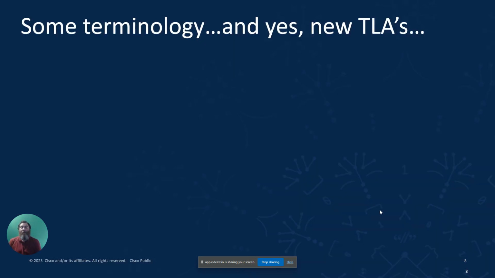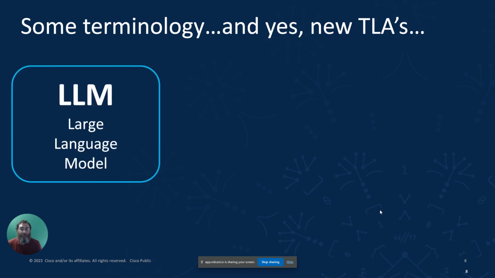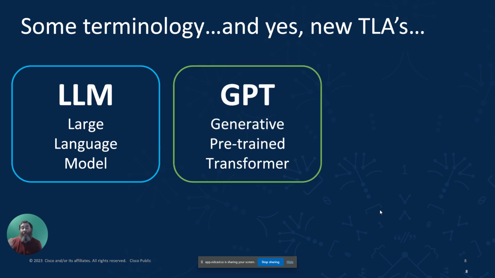Let's cover some terminology and some new 3-letter acronyms. LLM stands for Large Language Model. And there are different types of models. We're going to be using LLMs today. GPT stands for Generative Pre-trained Transformer. Now, GPT has come to mean several different things. We're going to build a GPT, a generative pre-trained transformer today with the new capabilities from OpenAI.